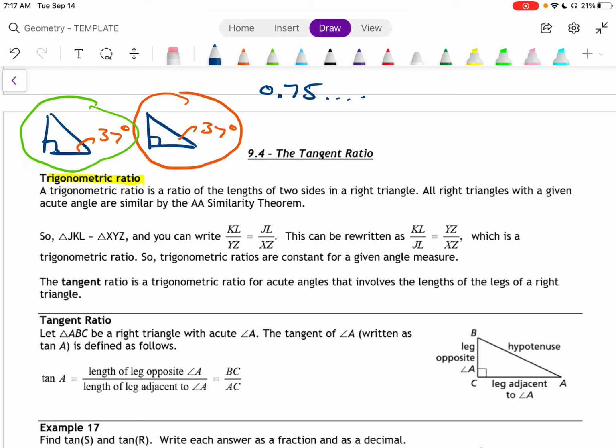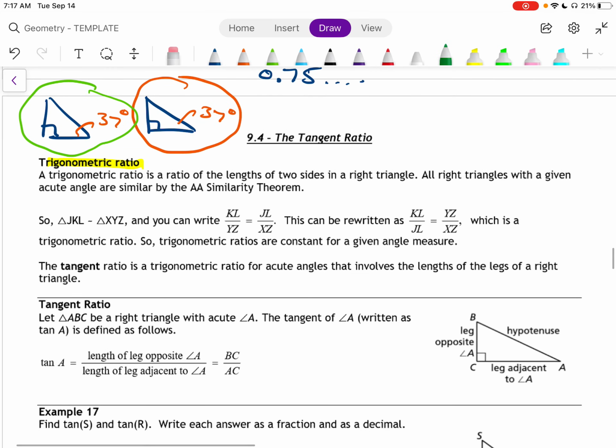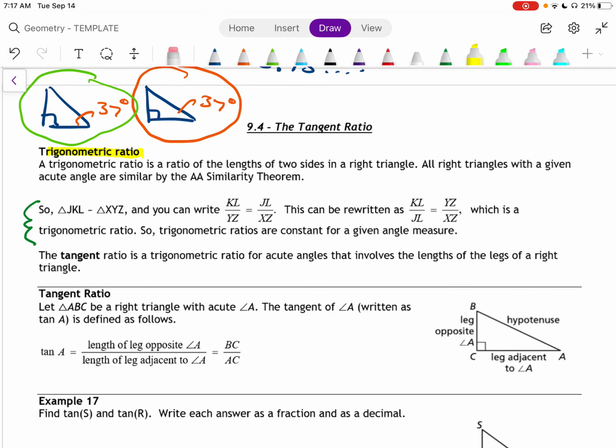So if that didn't make sense, that's okay. We're going to go on and hopefully it makes more sense later. Let's look at this. This piece right here I think is too wordy, so I'm just going to skip over that. The tangent ratio, that's the one that we're using, is a ratio for acute angles, right? That matters. We don't look at the right angle. We look at one of the two acute angles. That involves the lengths of the legs of the right triangle. Okay, so we're looking at the legs. We do not care about the hypotenuse today.